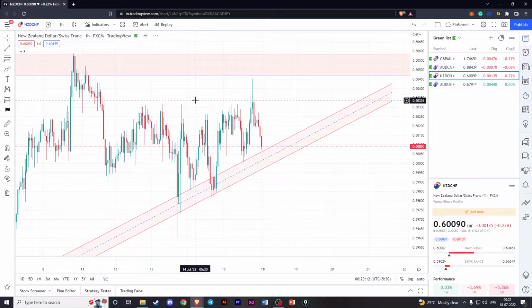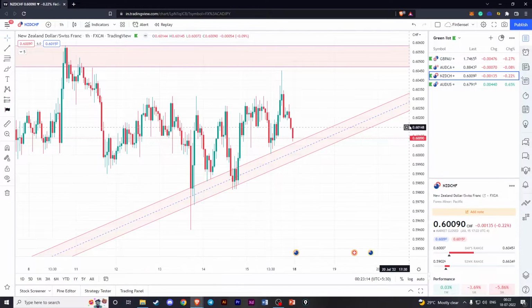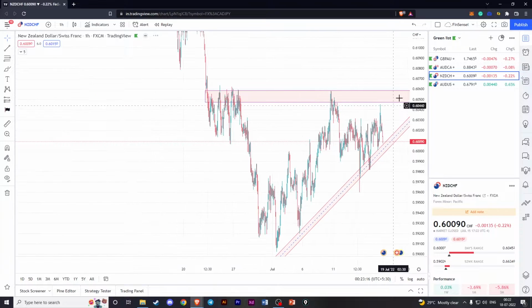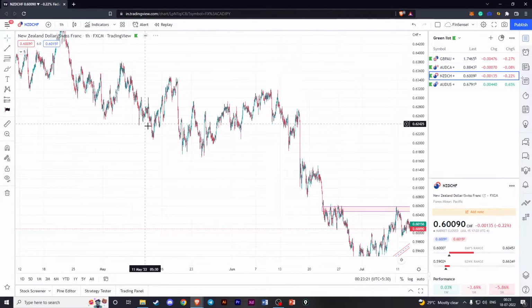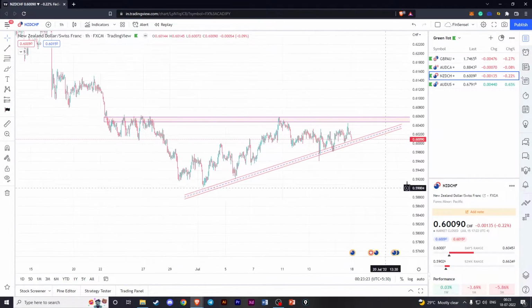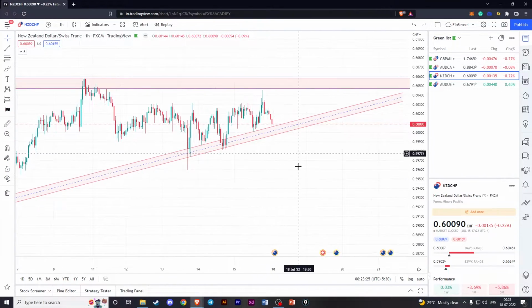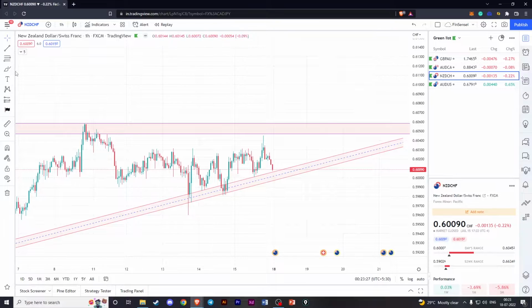The next pair we have today is the New Zealand dollar versus the Swiss franc. It has been forming an ascending triangle pattern but on a downtrend, so I will be biased on selling it. So there will be two possibilities actually. As soon as we get a candle closing below this point, we can go short.